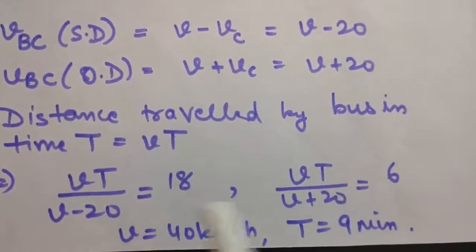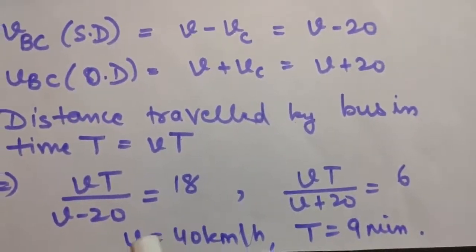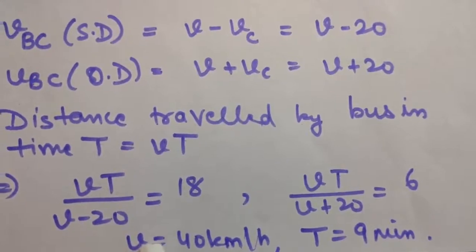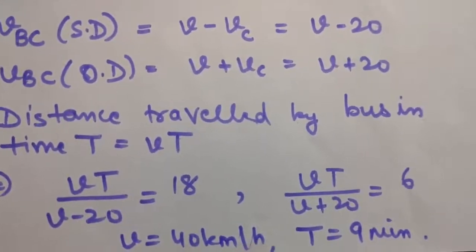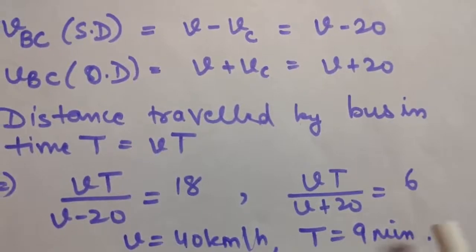Now you can easily solve them. You will get the value of velocity of the bus to be 40 km per hour and the time t will come to be 9 minutes.